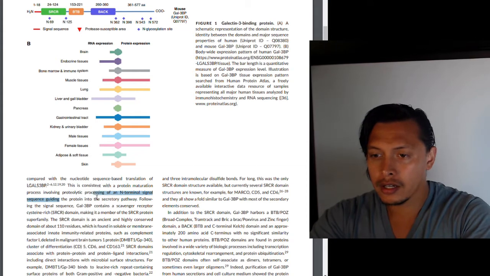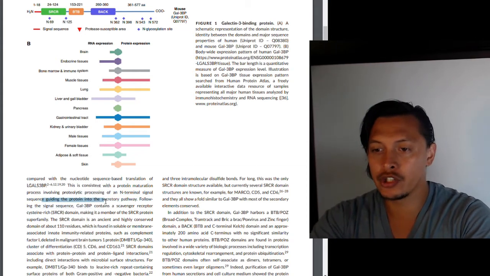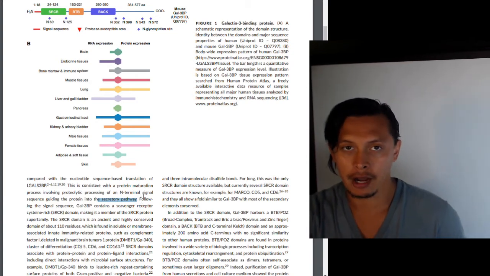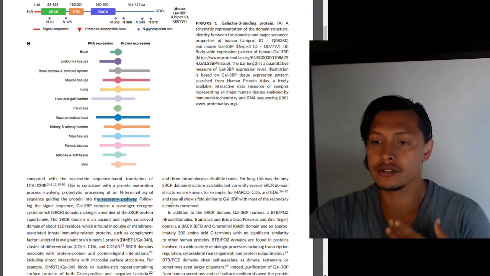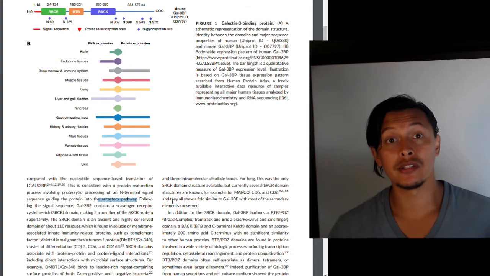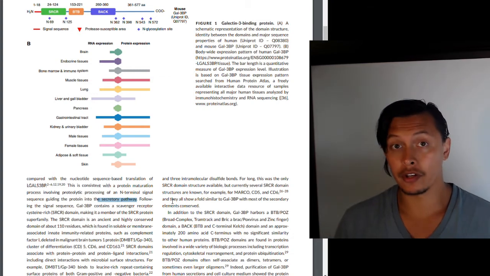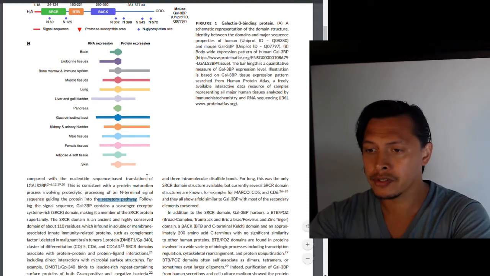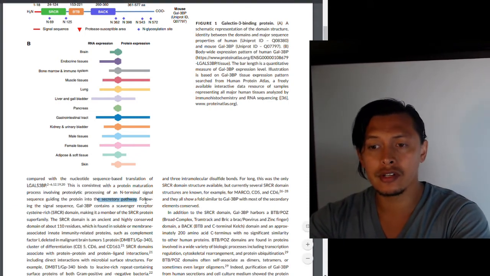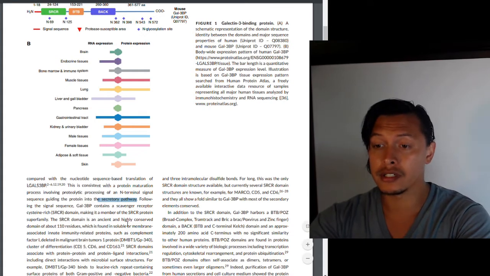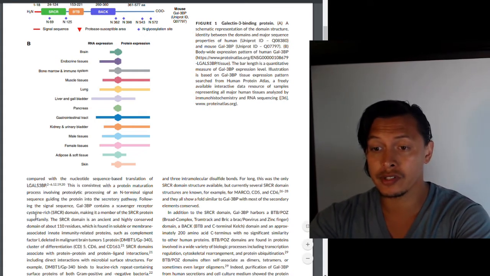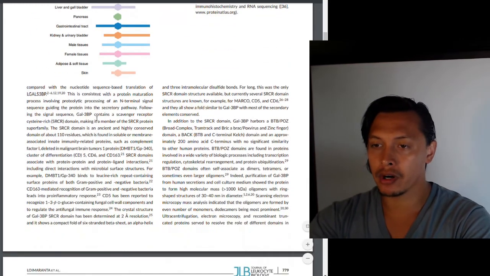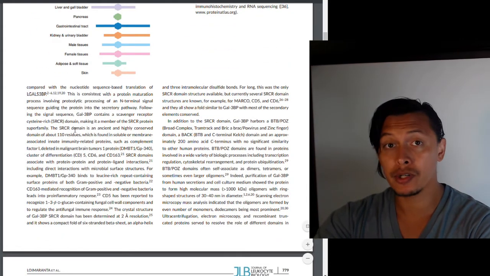And this is guiding the protein into a secretory pathway. This is very, very common for secreted proteins, secreted proteins being ones that end up going to the cellular membrane or being secreted out into the environment. Following the signal sequence, Galectin-3 binding protein contains a scavenger receptor cysteine-rich domain, which is the domain we were talking about earlier, making it a member of the SRCR protein superfamily.